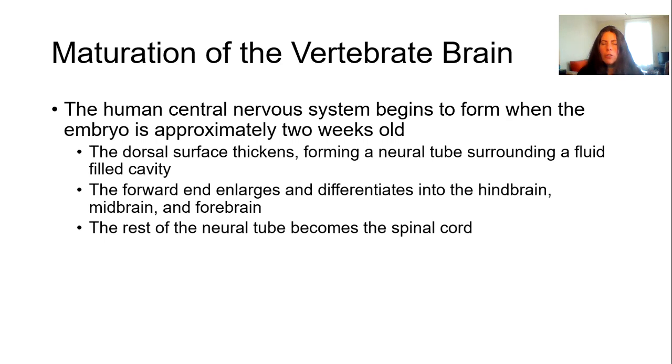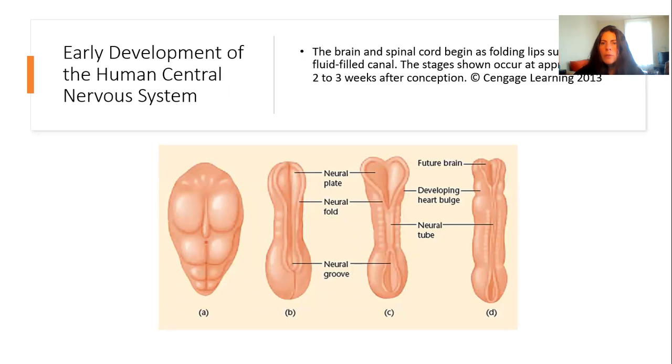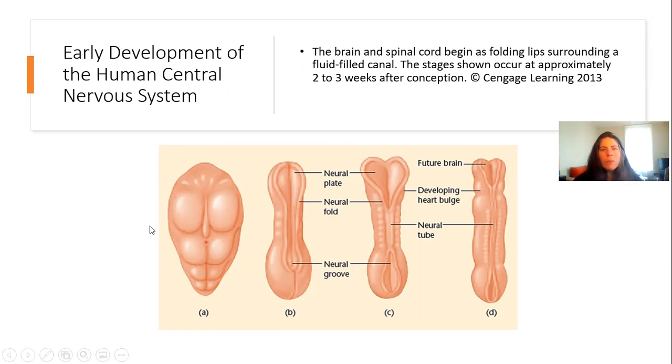The forward end enlarges and differentiates into the hindbrain, midbrain, and forebrain, the hindbrain developing earlier. And as the embryo is developing, we get the midbrain and then the forebrain sitting on top of that. And again, the rest of that neural tube becomes the spinal cord. So here is one figure. Here we have the brain and spinal cord begin as folding lips surrounding the fluid-filled canal. This stage is approximately 2 to 3 weeks after conception.